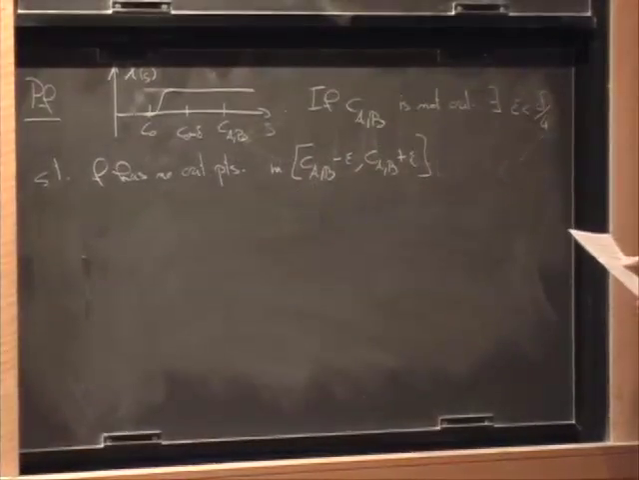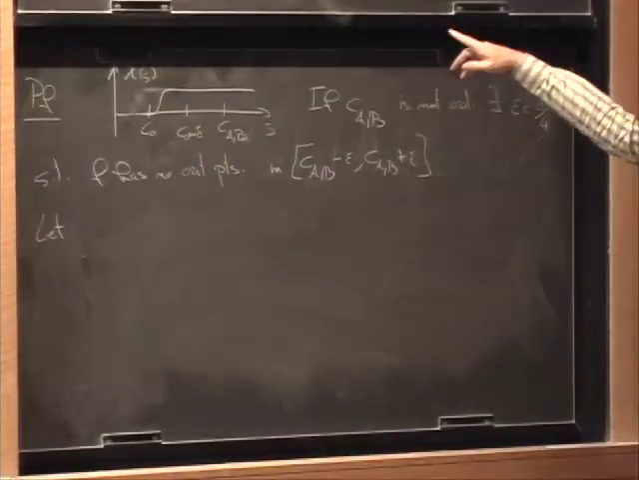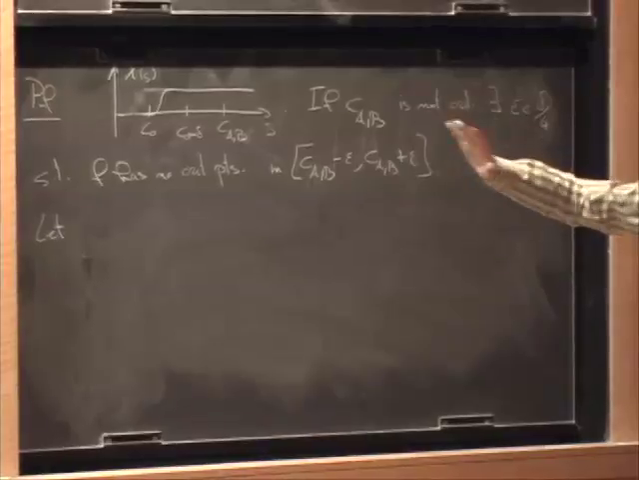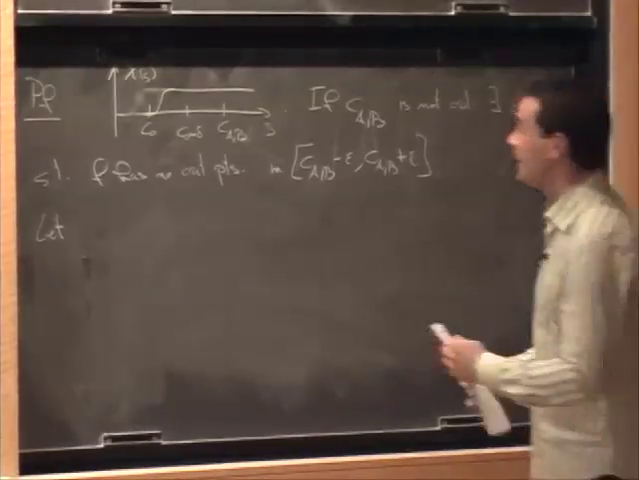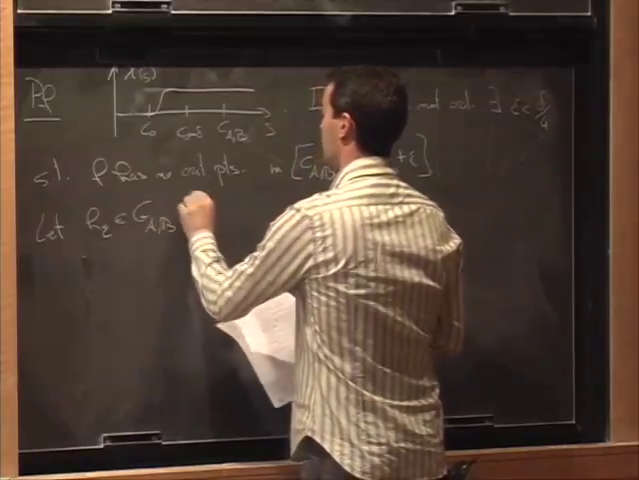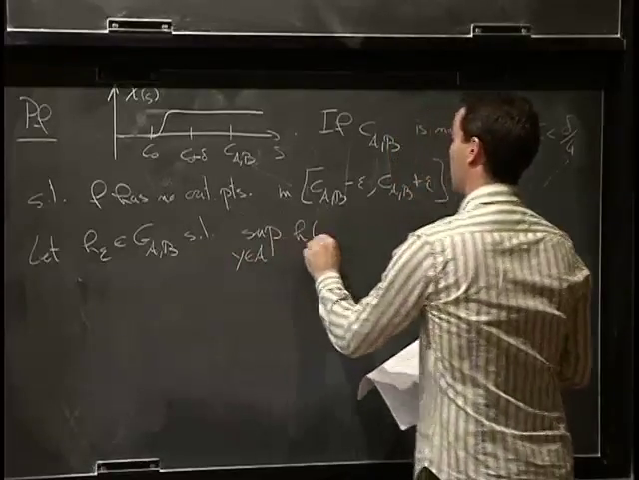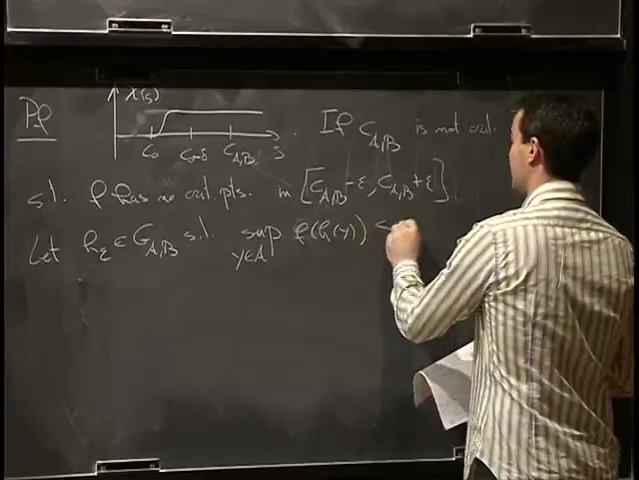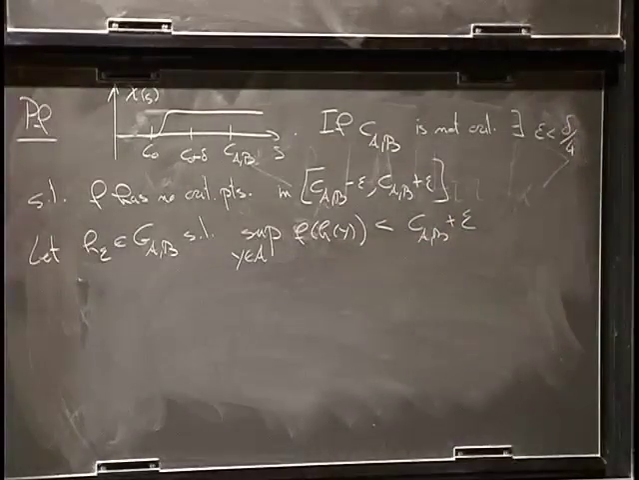And now I go back to the definition of CAB. This is the infimum of those suprema. Okay, I know you are all lost, but if you look at the blackboard, every step is correct. Okay, so let h epsilon in GAB be such that the sup for y in A of f of h epsilon of y is less than CAB plus epsilon. Okay?